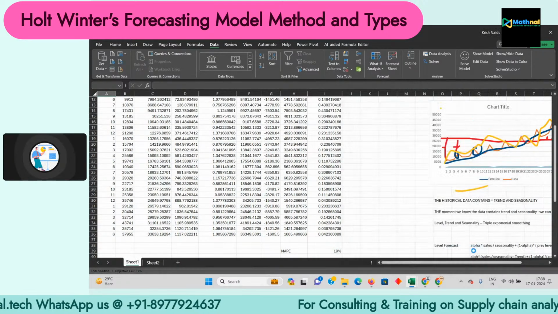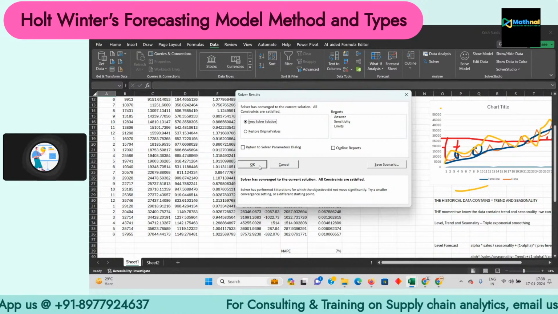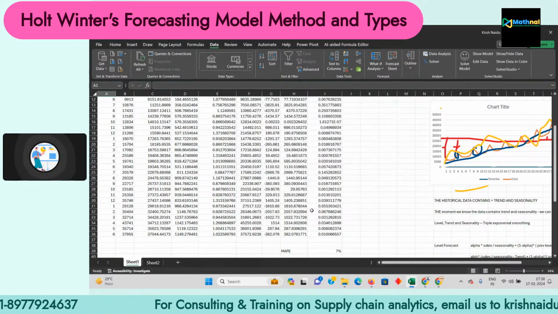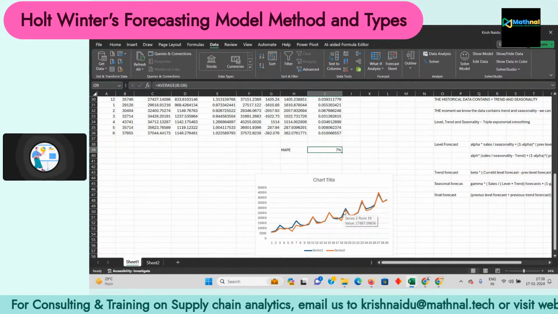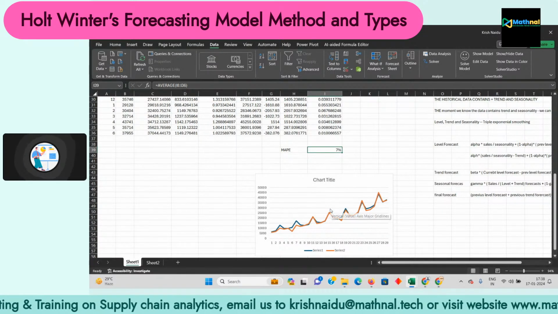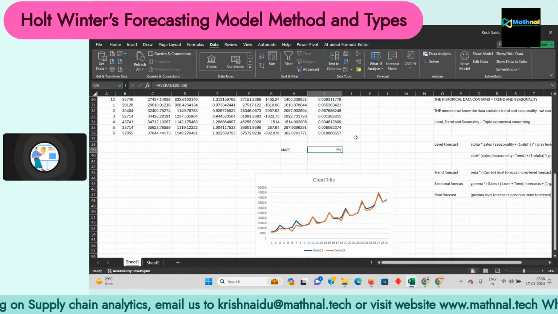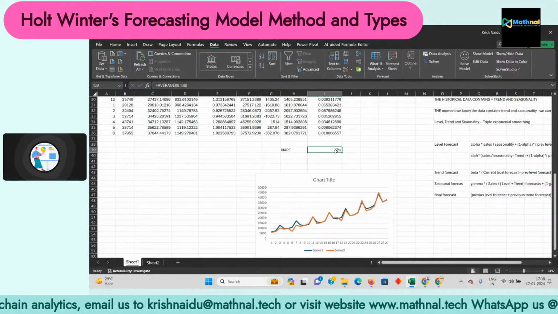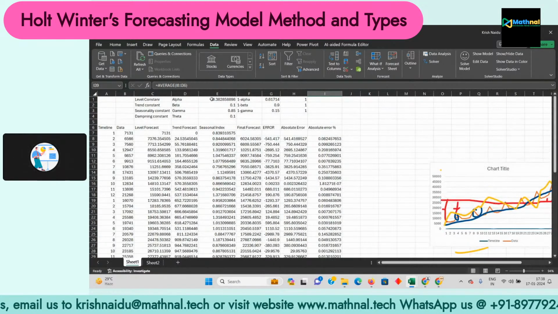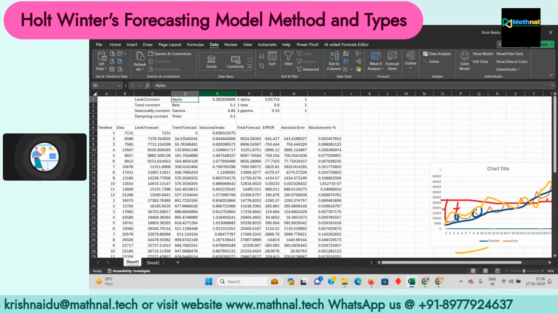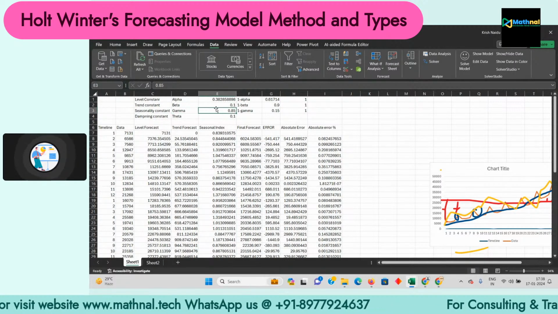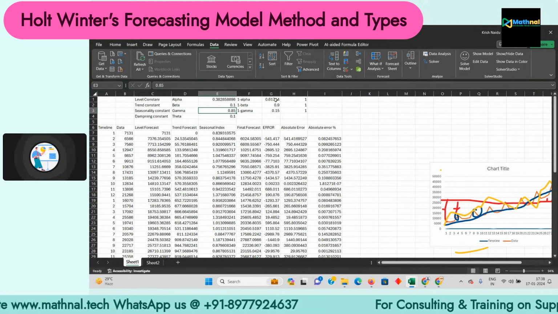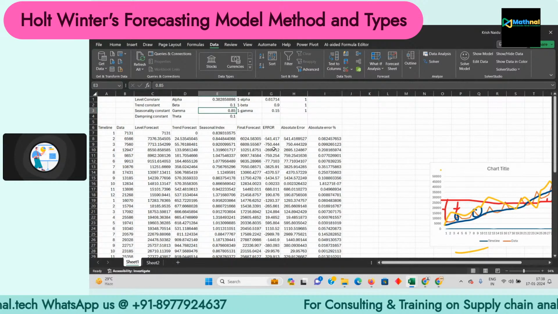I'm clicking on solve. Now it converges to the current solution, which is coming around 7%. Look at now the graph between the sales and the forecast. Now it looks more replicative. And error, which was 19%, came down to 7%. Right? So this looks a very good forecasting model. Alpha is coming around 0.38, beta is coming 0.1, gamma is 0.85, right? And the sum of these values is equal to 1. So this looks a promising model.